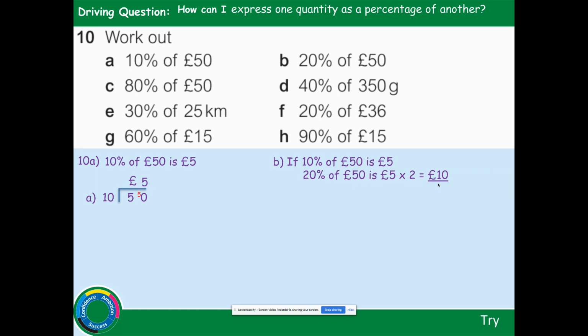Okay? Have a go at the rest of the last 6 questions. Part C is still related to this one. Okay, you've got to find 80% of £50. Remember, we found 10%. So if you want 80%, multiply by 8. 5 times 8. So I've given you C anyway. Press pause on the video and then have a go at the rest of the questions. Press play when you're ready to check your answers.